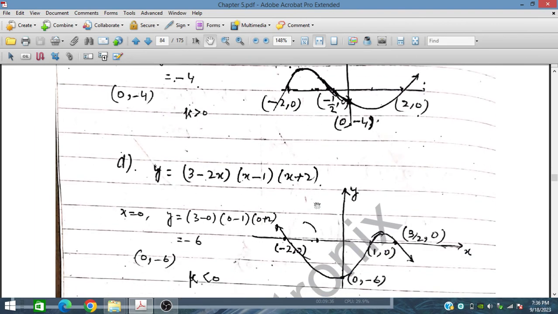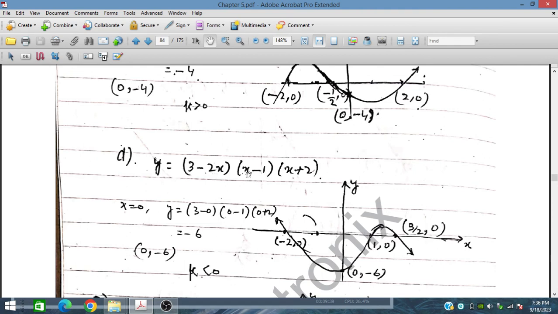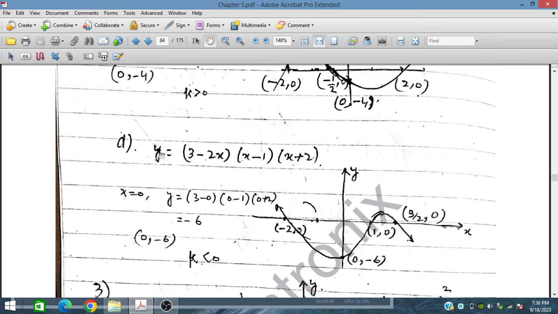And part d, we have this. So this is 2x, x minus 1, x plus 2. Here again we see that the coefficient of x cube will be negative. So from this, for all values equal to 0, this is x equal to minus 2, minus 2, 0, and x is equal to 1, 0, and x is equal to 1.5. So this is 3 upon 2, 1.5 comma 0. And for x equal to 0, this is 3 times 2 times minus 1, which is minus 6. So this is 0 comma minus 6. This is this point, and the curve will be drawn like this.